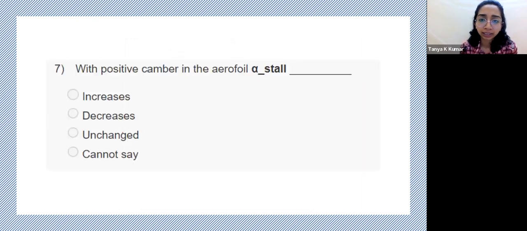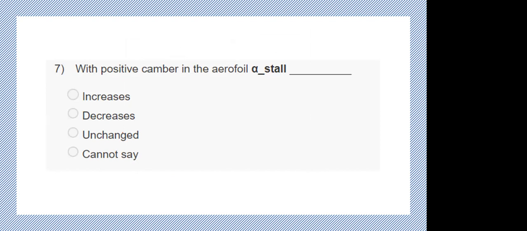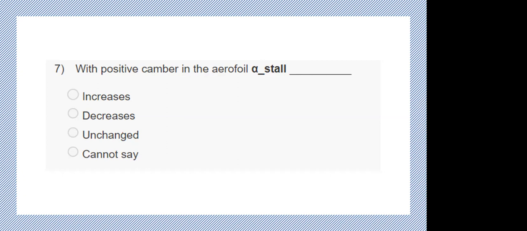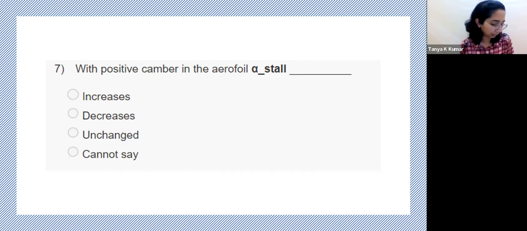With positive camber in the airfoil, alpha stall increases, decreases, remains unchanged, or cannot say? Decreases. Anybody else has any other answer? Can you tell me why it decreases? Because my flow separation will occur prematurely, at a lower angle. Yes. Okay, so that is correct.